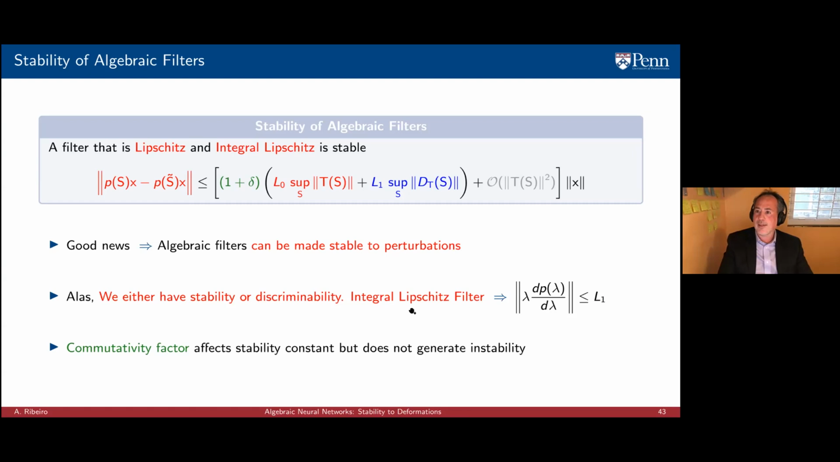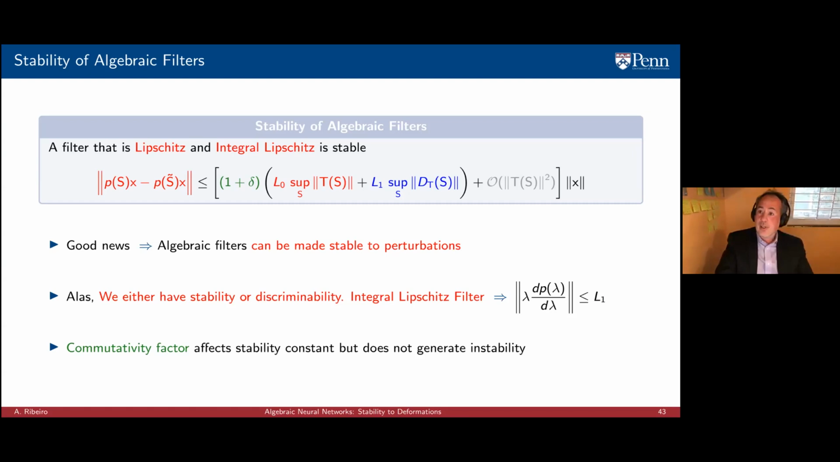Given that our filters are integral Lipschitz, they are either stable or they are discriminative. They cannot be stable and discriminative at the same time. And observe what happens, right? Because this condition here requires that your filter be constant for some values of lambda. The product of lambda with the derivative is bounded, which means that the derivative is inversely proportional to lambda, which means that as you increase lambda, the filter becomes less discriminative. This is related with the notion of frequency responses, and I am going to cover that in a minute. So it will become more clear when I do that.